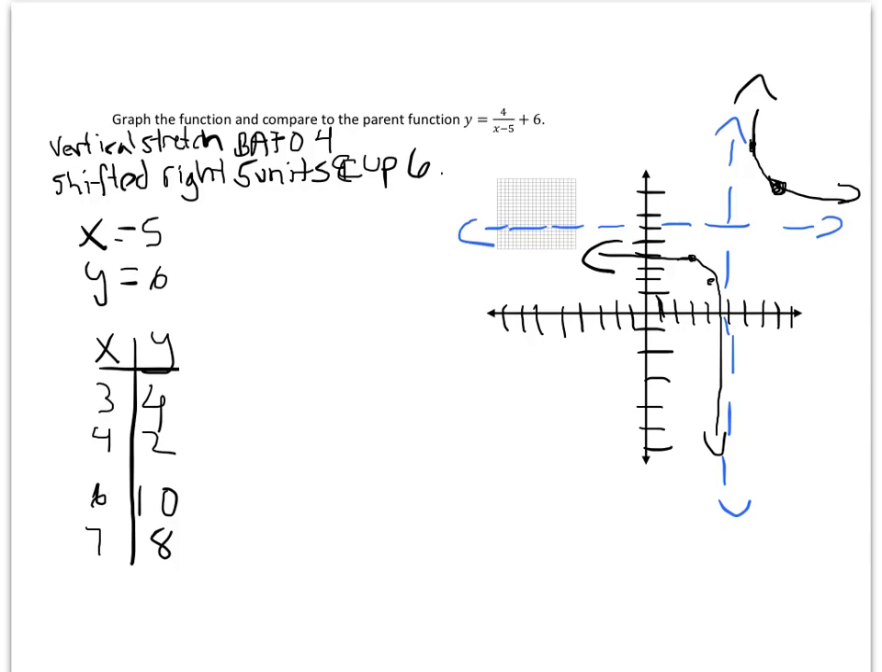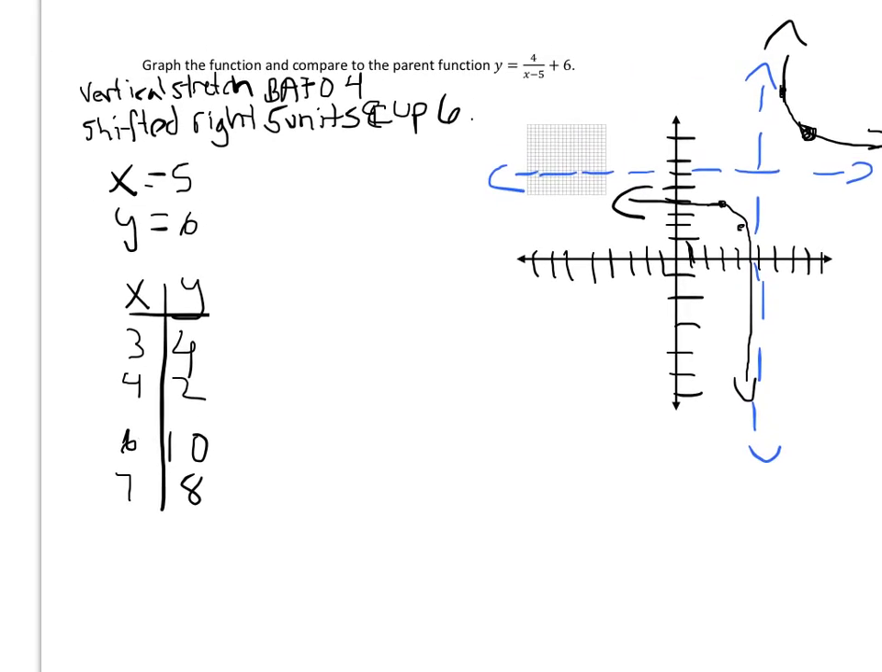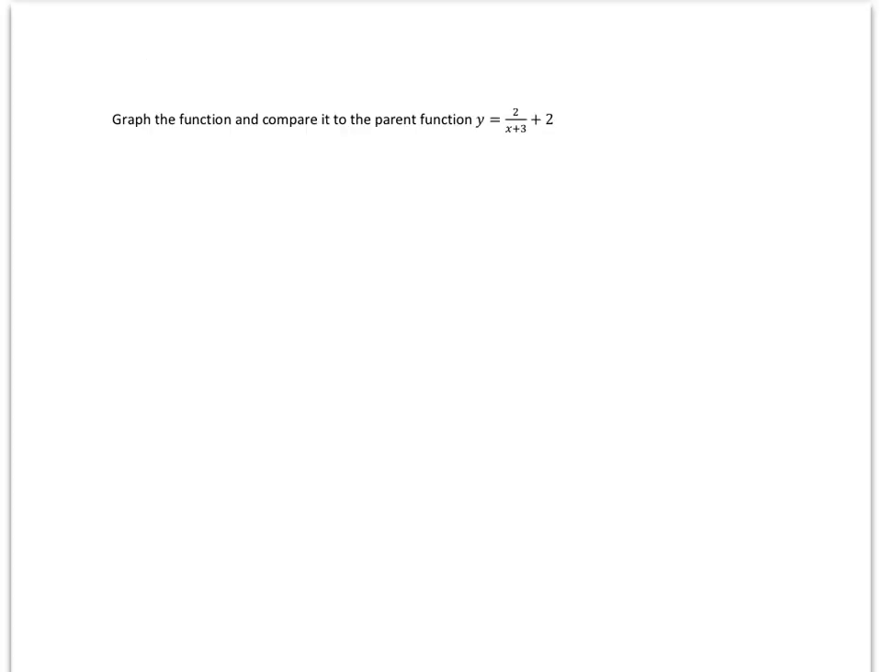Okay. So hopefully, guys, this is making sense. It's not difficult. So here we go. Graph the function and compare it to the parent function. That is your homework, guys. Get ready to roll. Make sure you attempt to graph this and bring it to class.